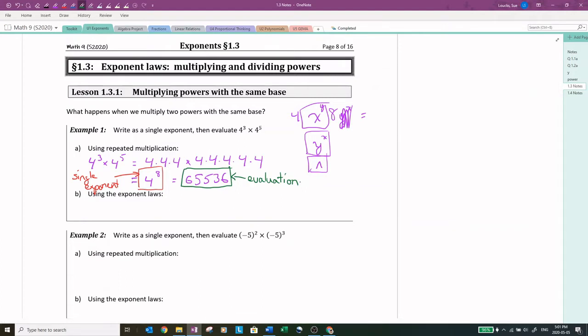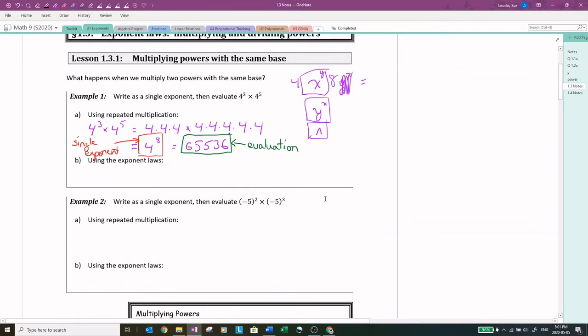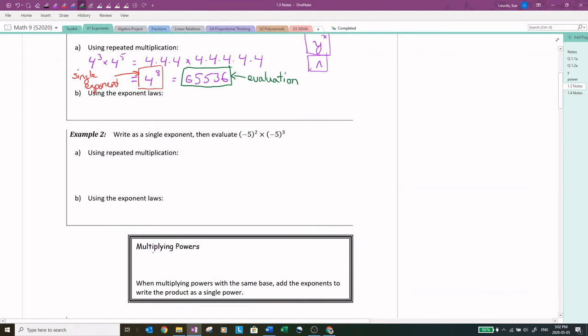Okay, so that was cool. Now we're going to use the exponent laws. Do you notice anything about that? Do you notice that the 3 plus the 5 equals 8? Well, that is actually the exponent law. So let's pop down to this lovely box here. What it says is a to the m times a to the n equals a to the m plus n.